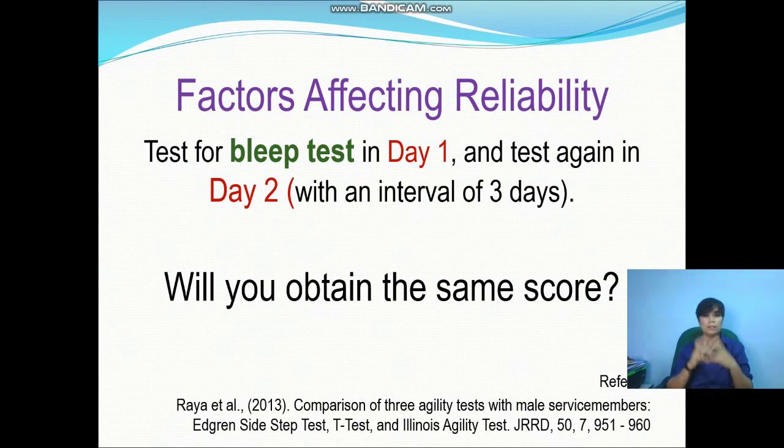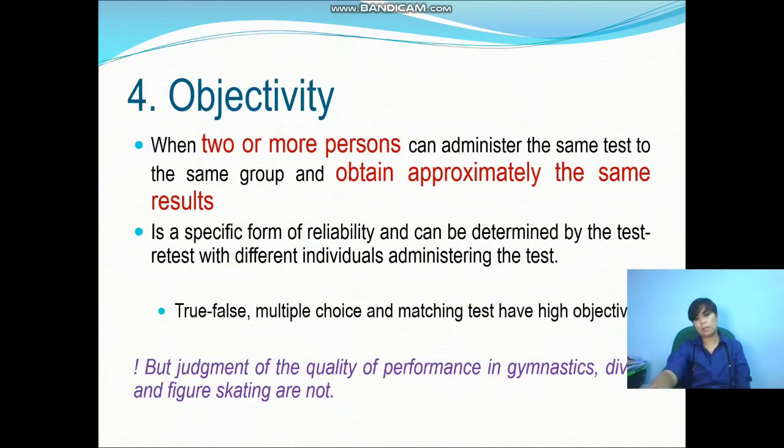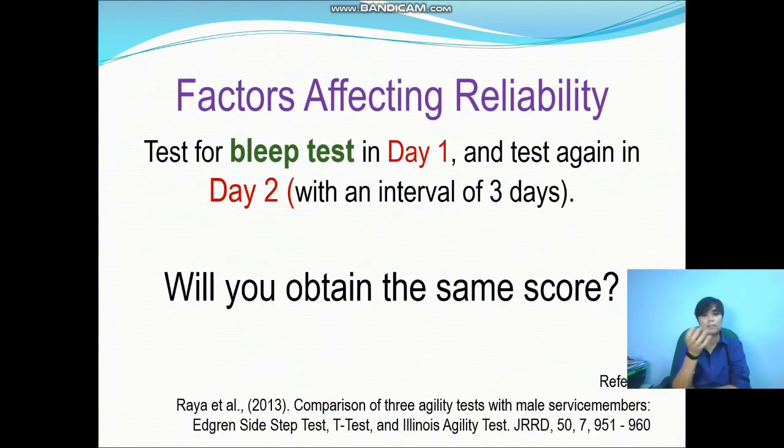They prove the reliability of three agility tests: the Adrian side step test, the T-test, and the Illinois. You can read it. Okay, so in deciding which test is to be chosen, reliability is one of the criteria.